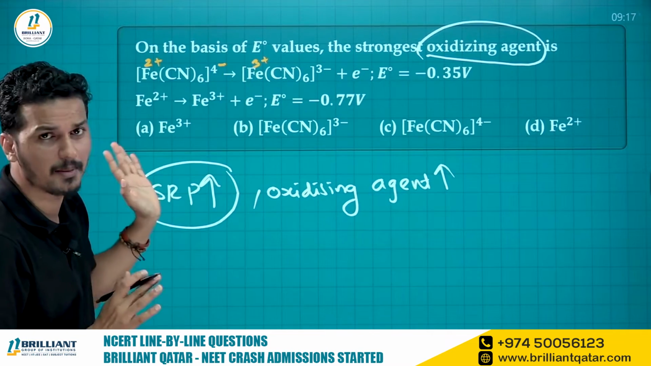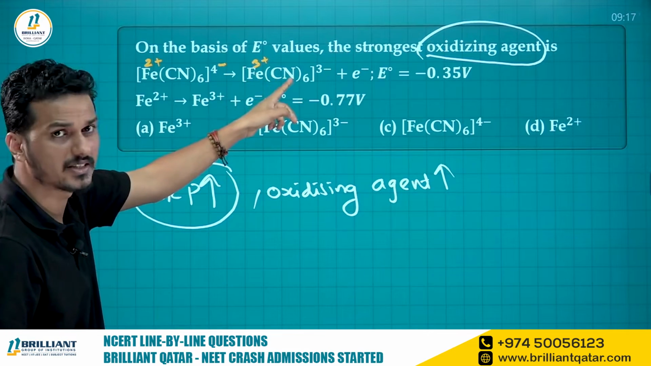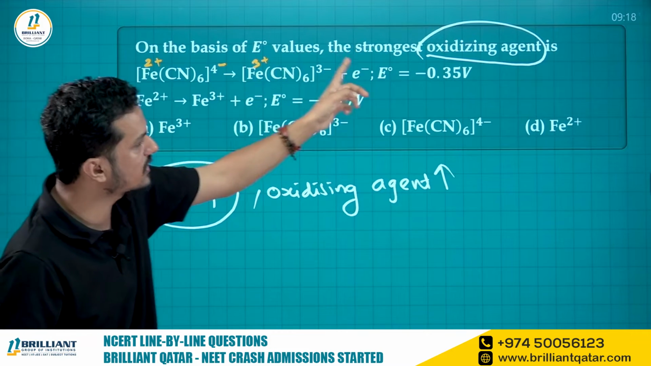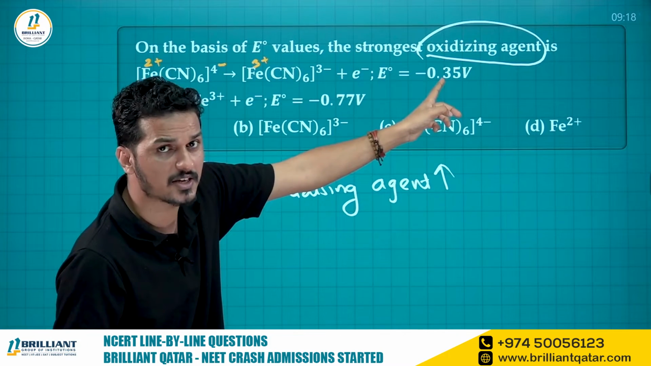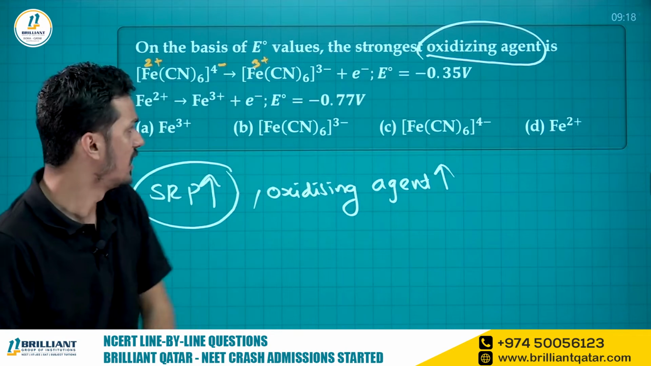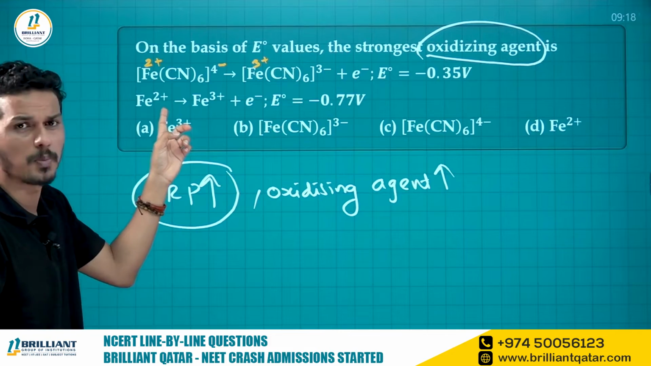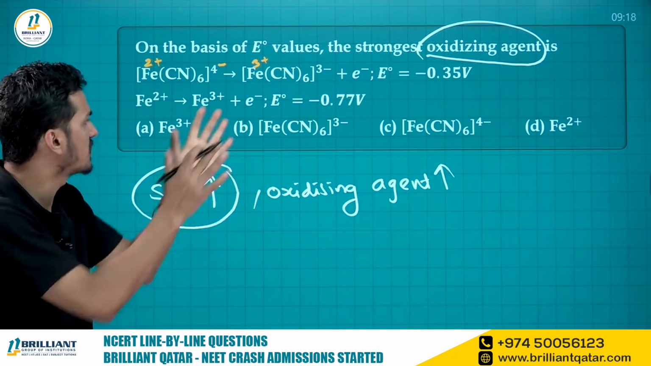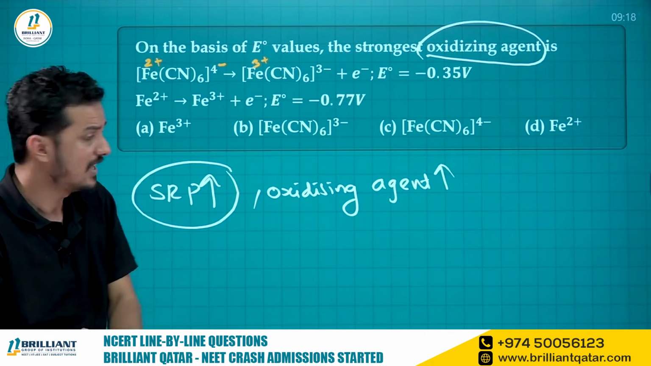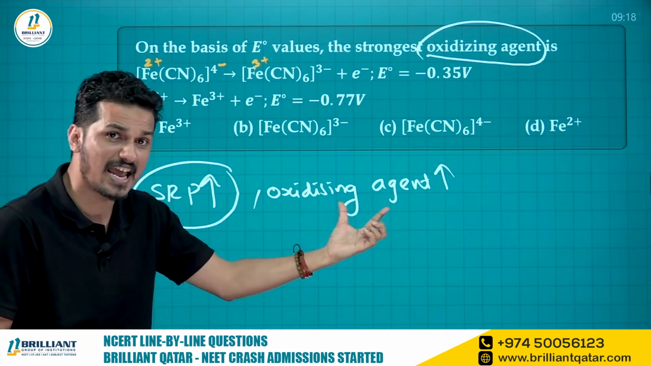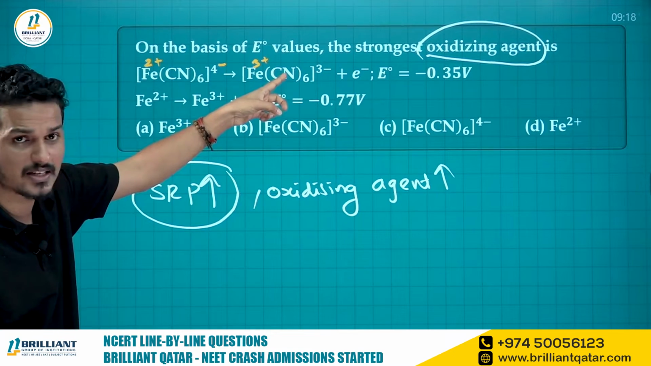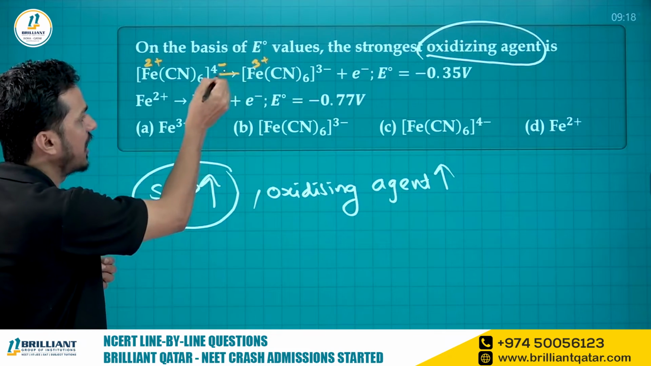So what is actually happening here? Oxidation is taking place. So this is actually the oxidation potential only, minus 0.35 volt they have given. Similarly, Fe2 plus becomes Fe3 plus. This is also oxidation. Its value is minus 0.77 volt. They are asking about the oxidizing agent. Oxidizing agent means we need SRP. So we have to consider the reversible reaction.